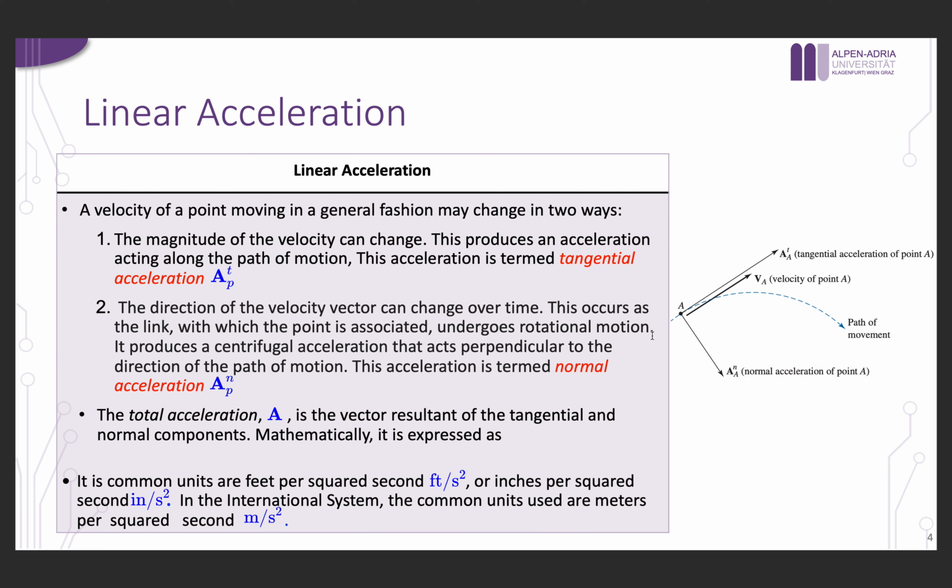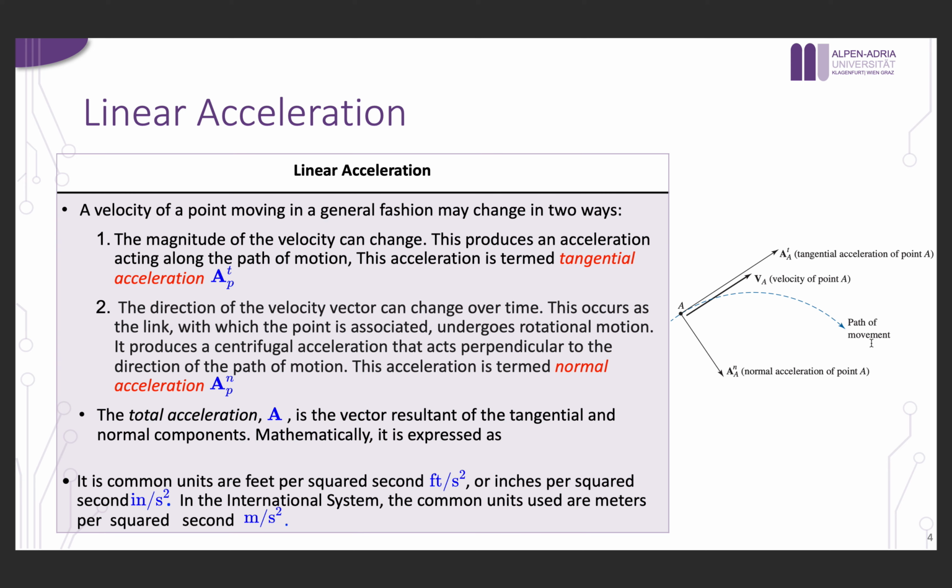Now, the other way the linear velocity may change is its orientation. Let's say I am moving along a curvy path, then of course this velocity would change its orientation. It's not always in this direction. The next point will be like this, then like this, then like this, and so on. That change over time is represented by another acceleration component, which is called the normal acceleration.